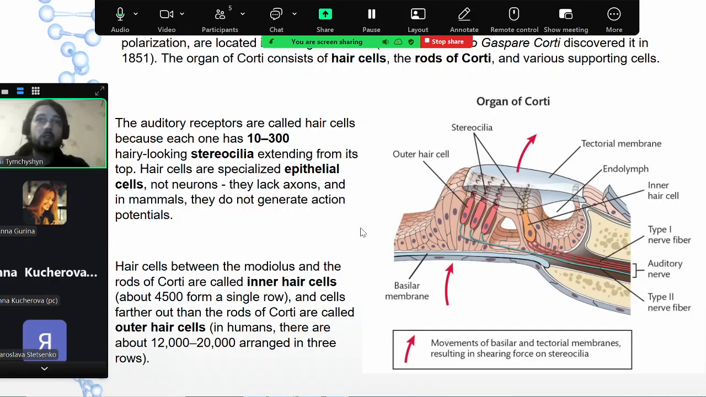And hair cells between the modiolus and rods of Corti are called inner hair cells. So here you see inner hair cells, and the cells further out from the rods of Corti are called outer hair cells. So here are outer hair cells.